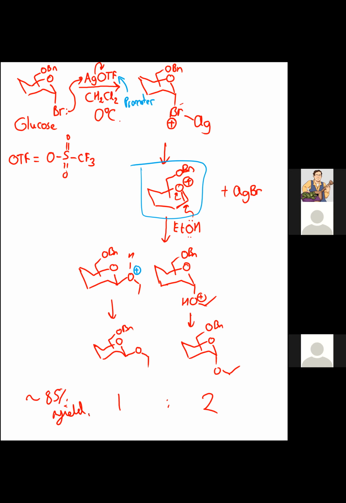So this is a classic glycosylation. It's called the Koenigs-Knorr glycosylation. I think I put this name up already. And that's using anomeric bromides with a silver salt to activate them. Okay, that's good. Now, if I want to make this, we actually have some ways to make this more alpha selective or more beta selective.